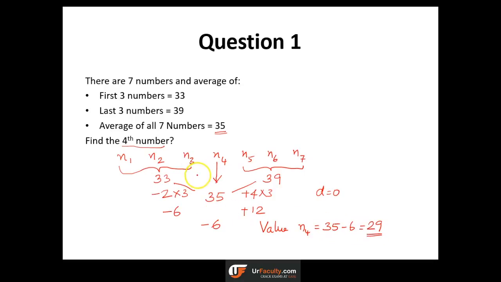I'll explain this again. You see here that the deviation on the left hand side is minus 6, and on the right hand side is 12. So there is one number that is missing that needs to compensate for this deviation, which is how much? The value is minus 6. Only then the deviation will be equal to 0. In order to find that, it is very simple. We need to just subtract 6 from the average value, and the value you get is 29. So n4 is equal to 29.